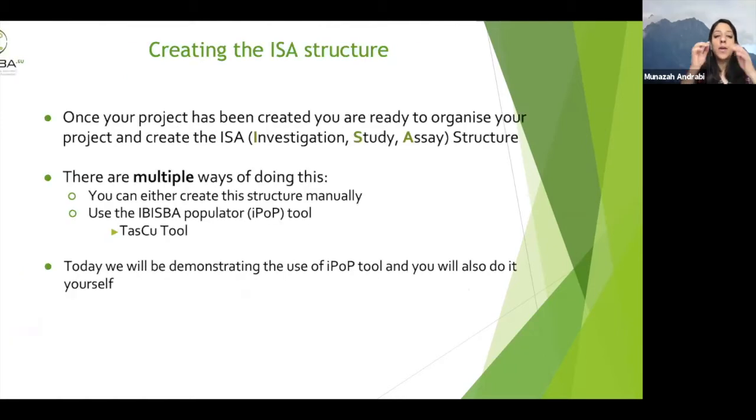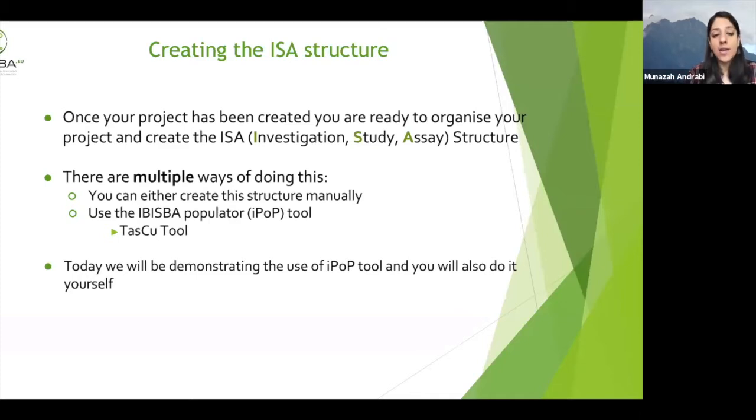Now, how we go about it is that you register a project on the hub, you create an ISA structure. Now, what we do on the hub is there are multiple ways of creating this ISA structure, that is, organizing your project in these 3 steps. So there are multiple ways of doing this on the hub. One of them is you can do this manually.